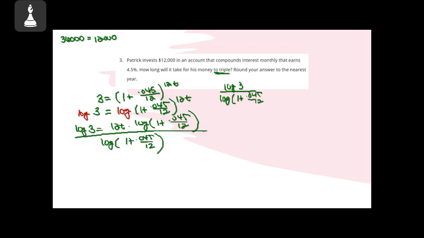I'm going to get this entire answer and take that and divide by 12. When I do that in Desmos, I got 24.459. So the closest year, if I'm looking at the whole number, is actually going to be to round down to 24 years. So I'll show you that on the next slide.